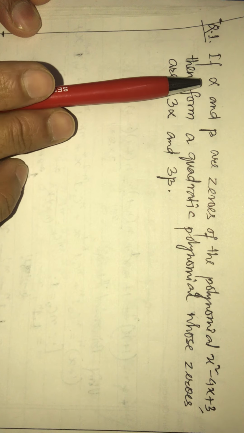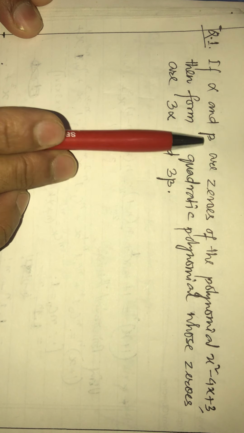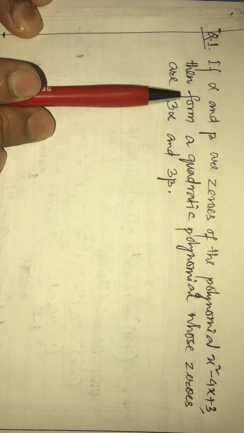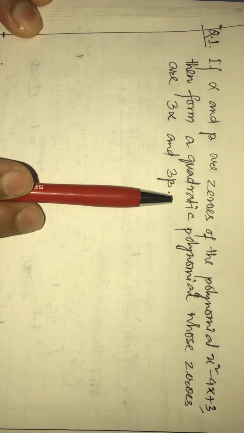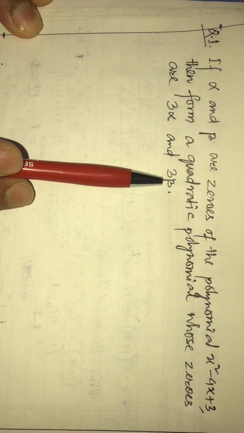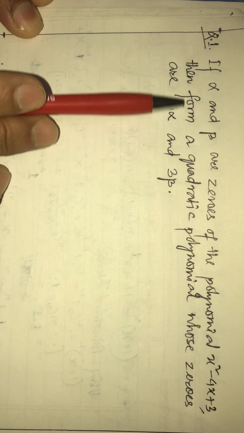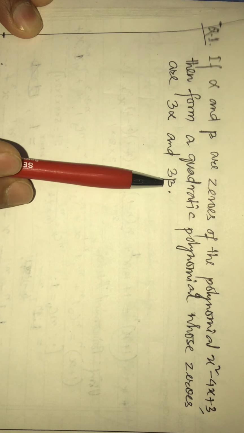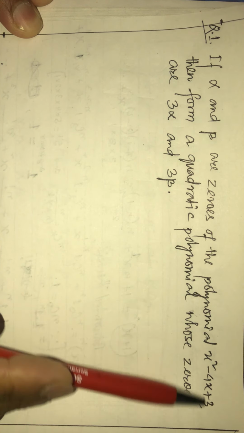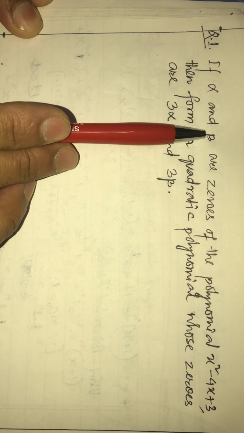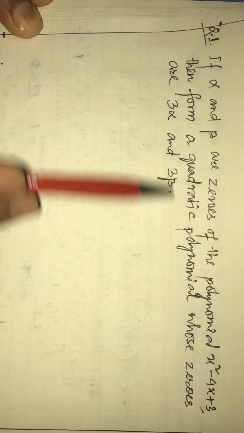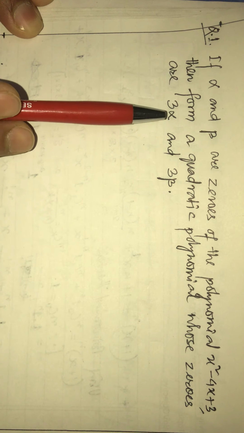So here a polynomial is given to you and it is said alpha and beta are the zeros. So using this polynomial, the question wants you to form a quadratic polynomial whose zeros are given. So again we need to form one more quadratic polynomial whose zeros are given here as 3 alpha and 3 beta. So remember, for this polynomial alpha and beta are the zeros, or we can say alpha and beta were the zeros for this polynomial. Now using this we want to form a new quadratic polynomial whose zeros are 3 alpha and 3 beta.